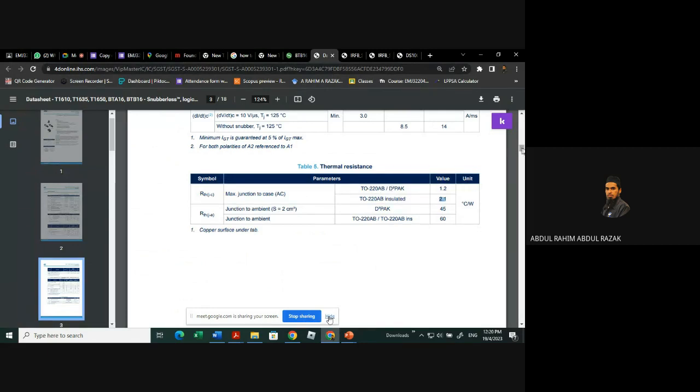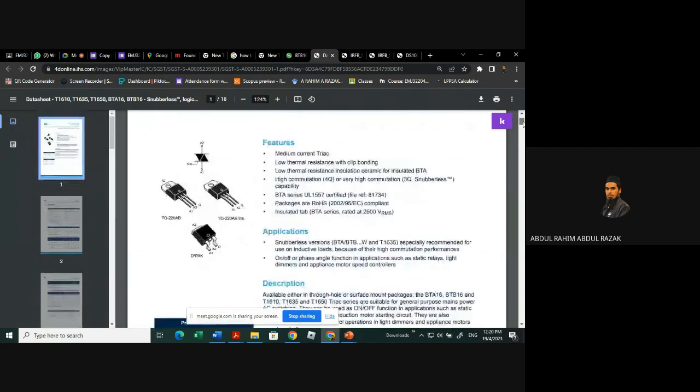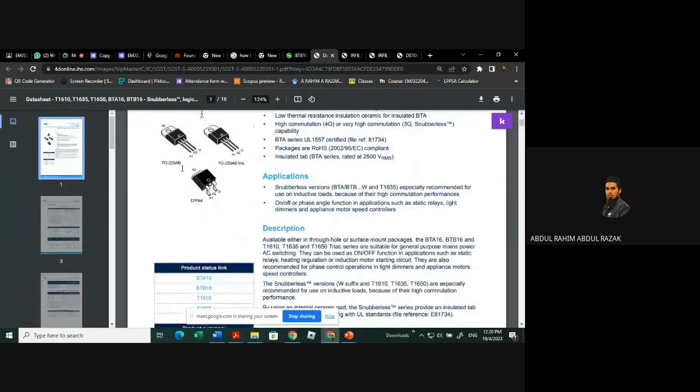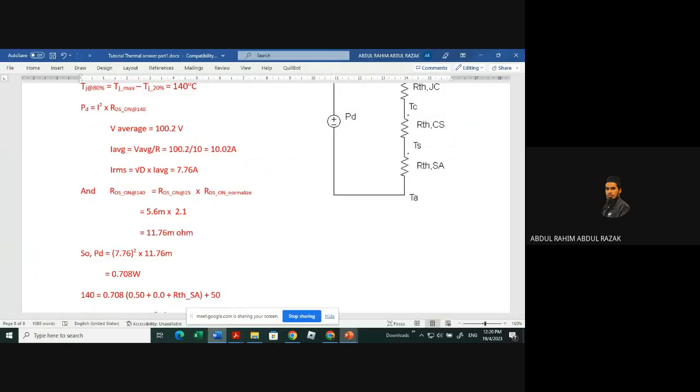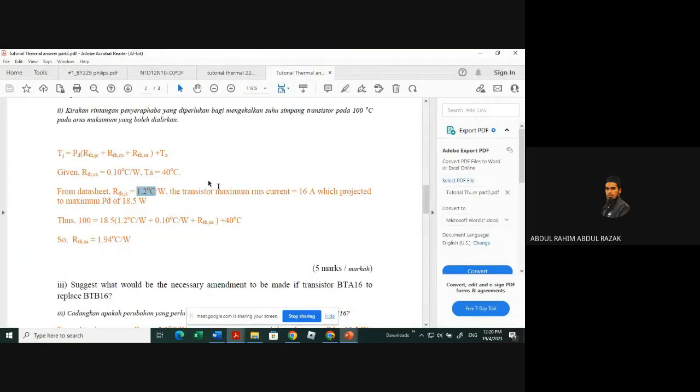220AB insulated. 220AB insulated. So which one? 1.2.